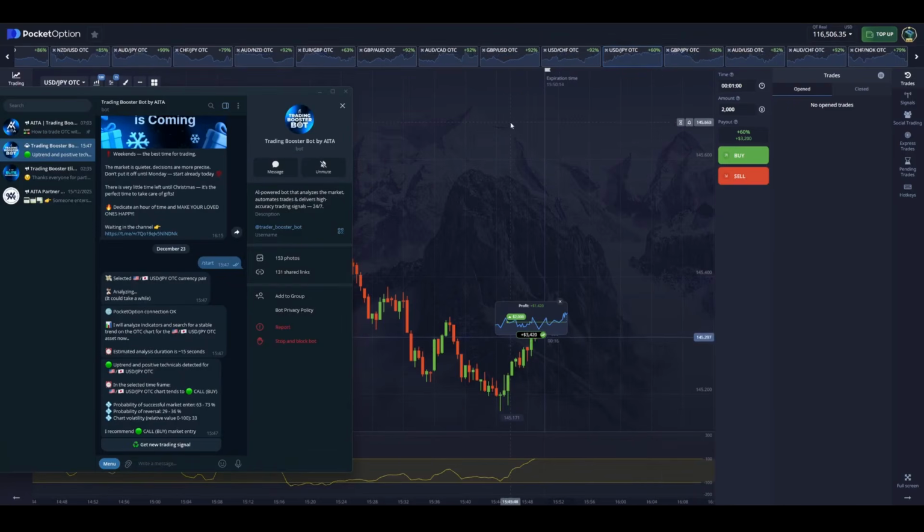Once again, the statistics for this bot right now range from about 70% to roughly 90% for different people. So on average, that's 80% successful trades.